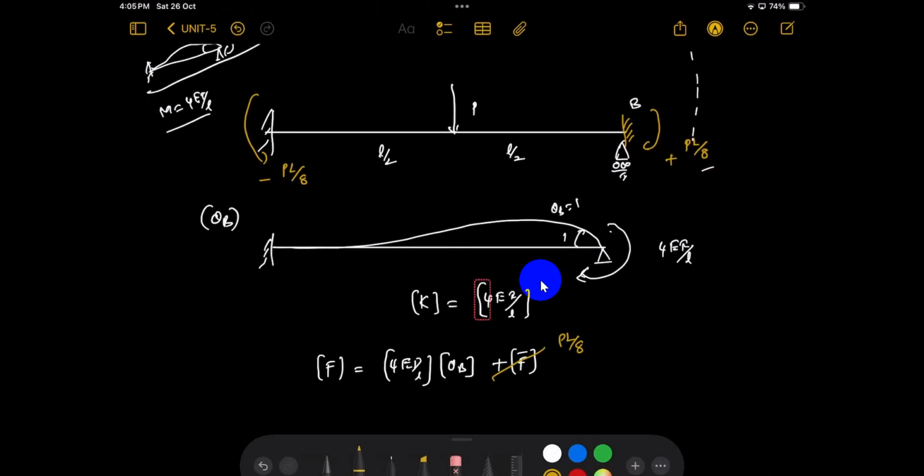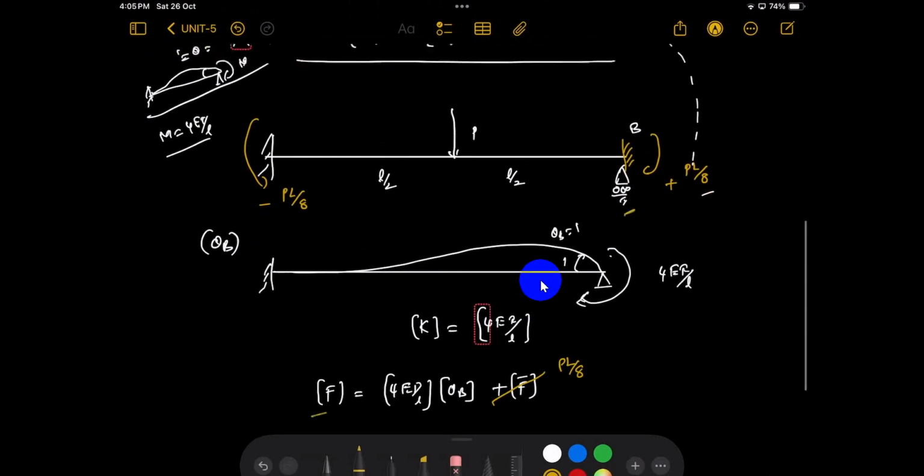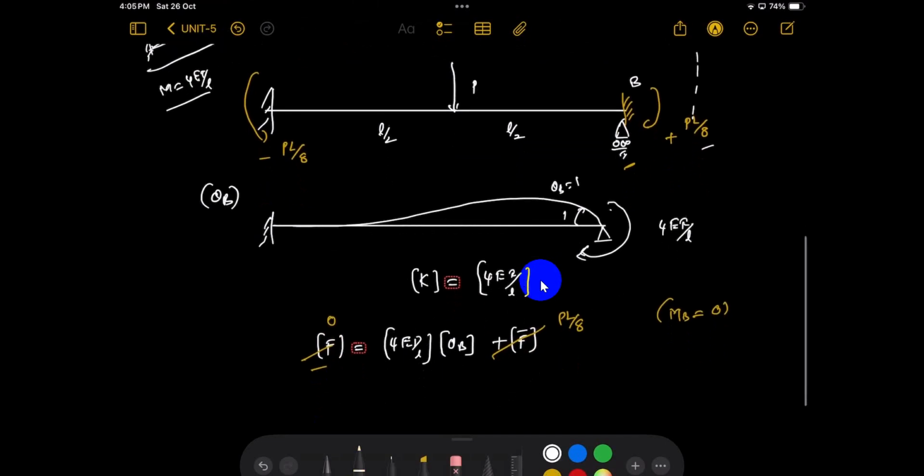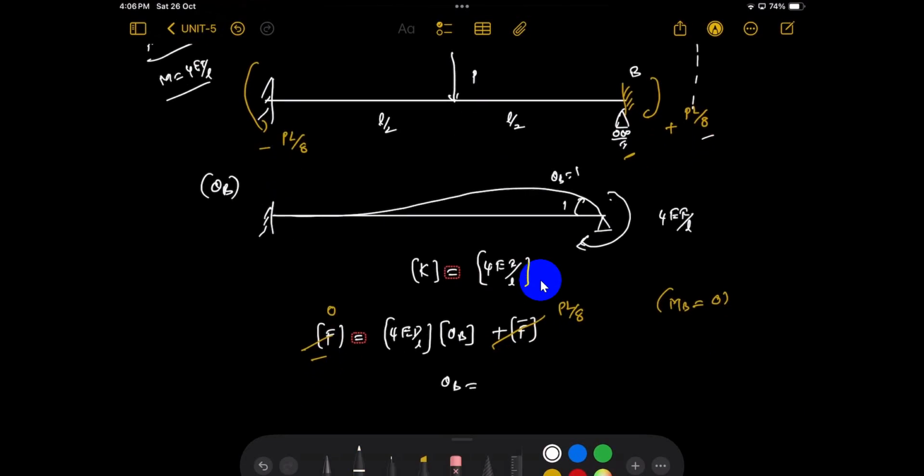And the final moment is what? The final moment at the location of the MB. Since it is a hinge, the final moment is 0. This is 0. So now, what is the value of theta B? Theta B value is negative PL square by 32EI.